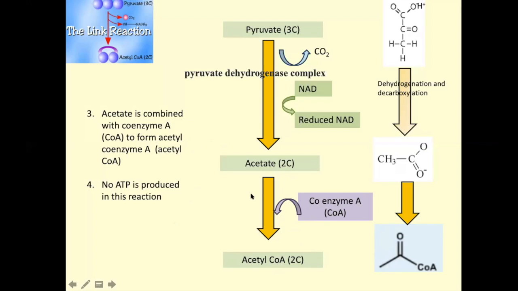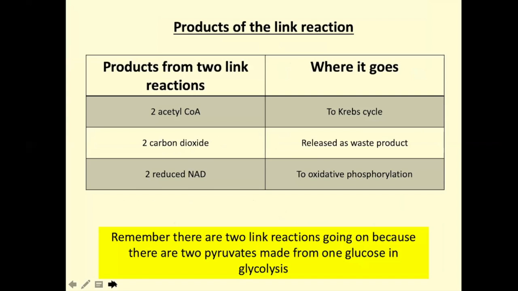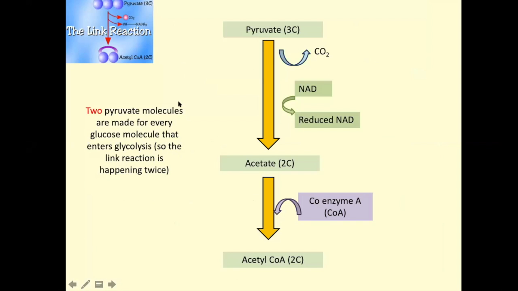Alrighty then, shall I move it on? The next slide is very similar. It's just pointing out that for every 1 glucose, 2 pyruvate molecules will be made, and so 2 acetate molecules will be made, and 2 acetyl coenzyme A molecules will be made.